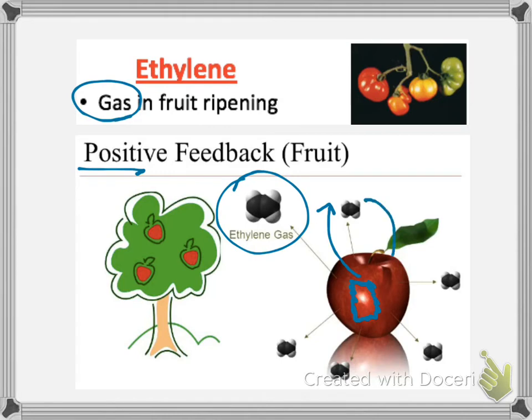And then that ethylene gas is going to cause the cell walls to break down even further, which is going to cause you to make more ethylene gas, which is going to cause you to break down the cell walls even further. So that is a positive feedback loop there, and ethylene is involved.